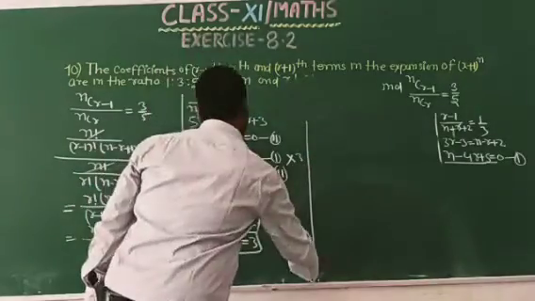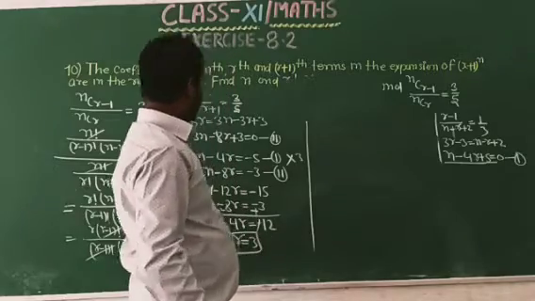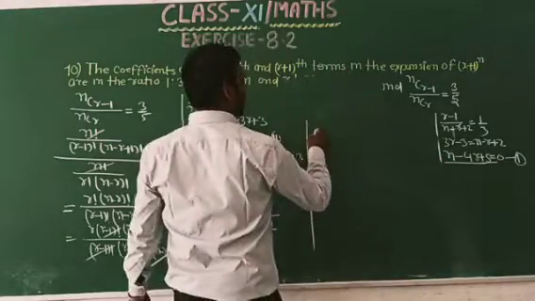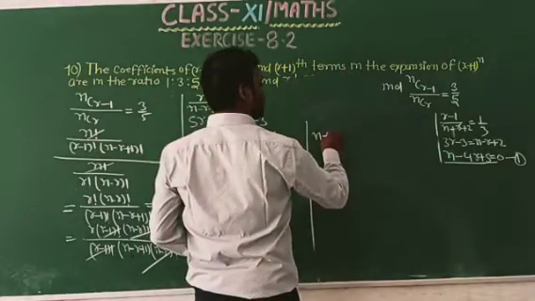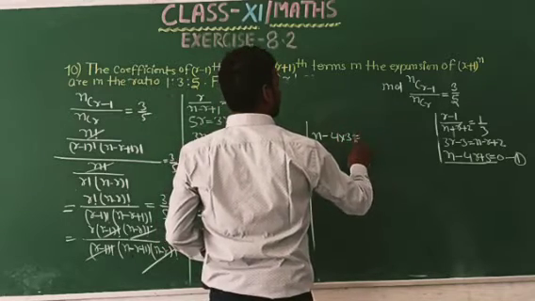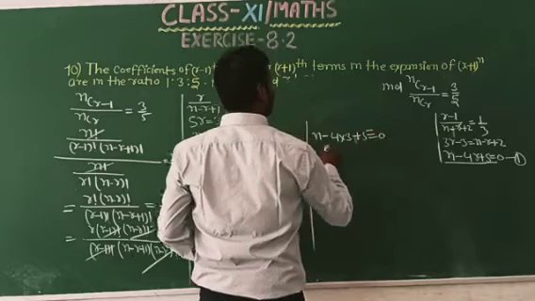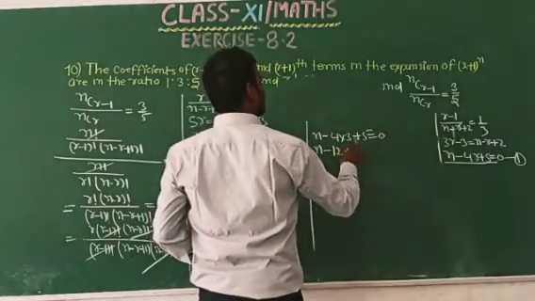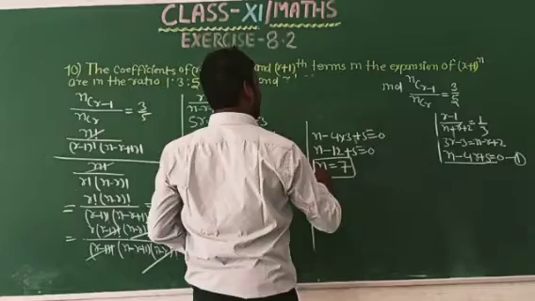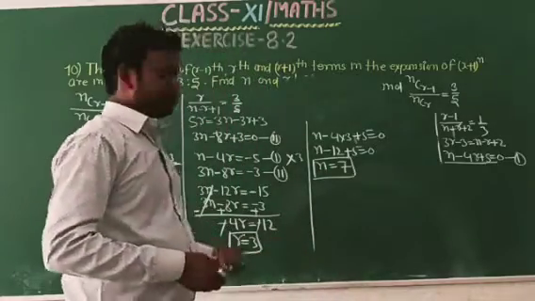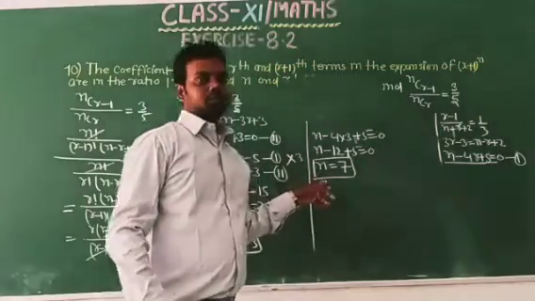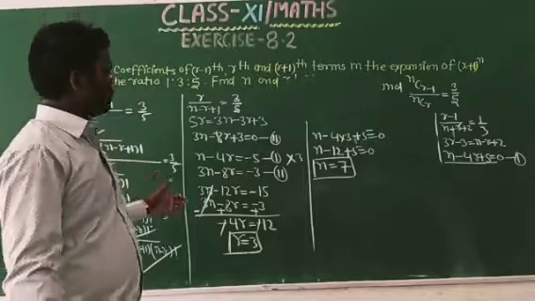Okay, and for the value of n, substituting the value of r in equation 1, so this becomes n minus 4 into 3 plus 5 equal to 0. So n minus 12 plus 5 equal to 0. So this implies n equal to 7. Okay, so here we have found the value of r and n. r equal to 3 and n equal to 7. So this is the solution of question number 10.